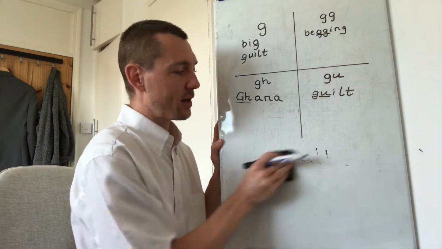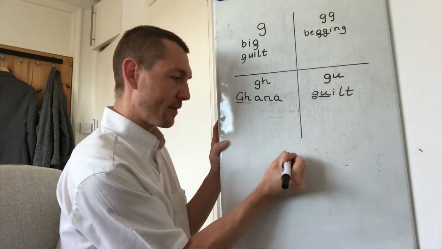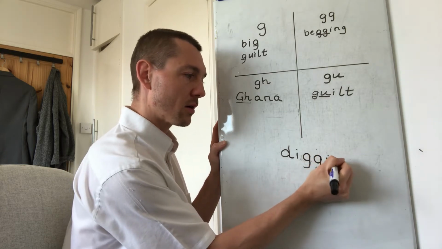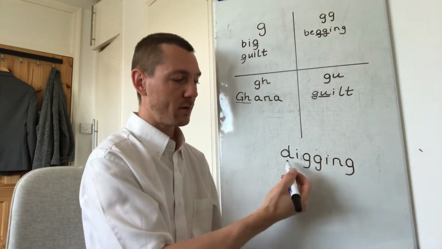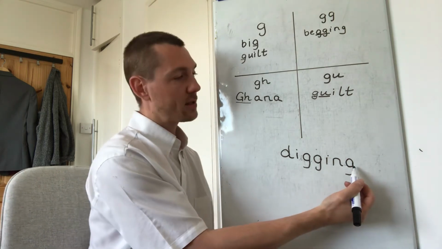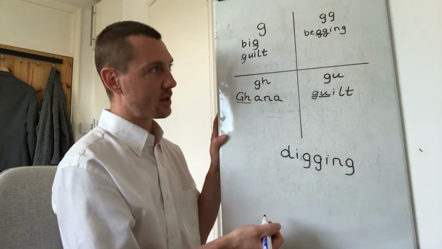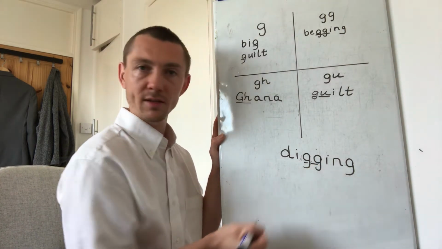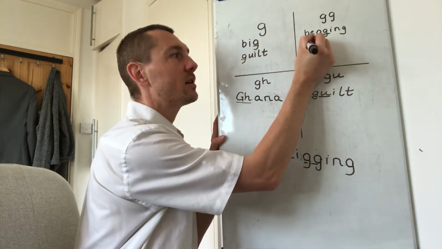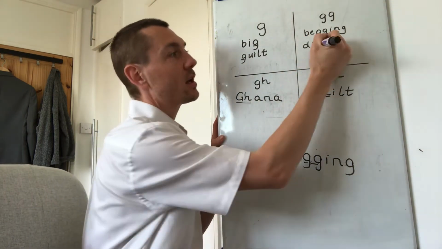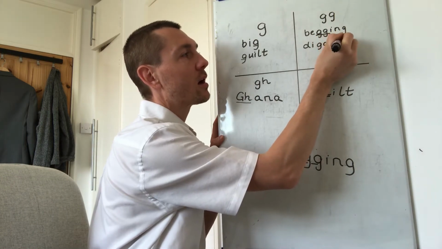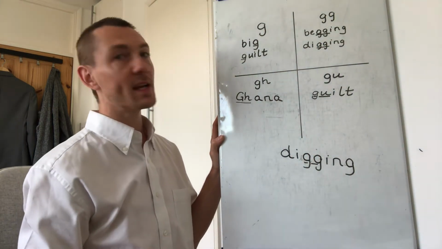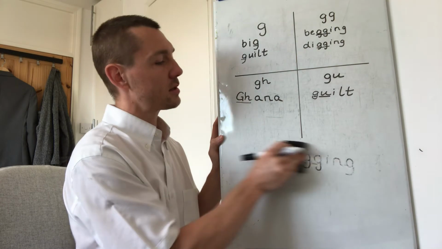Okay, so a couple more. Let's have the word digging. Good. And again, we can see that we've got the double G spelling of G in digging. So, D, I, G, ging, di, ging, digging. Good.